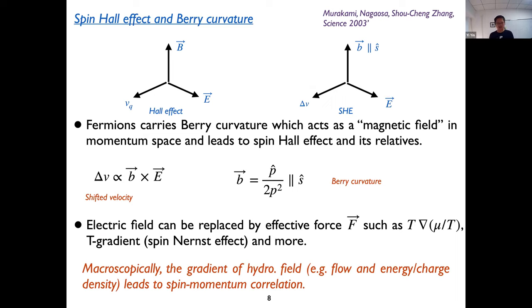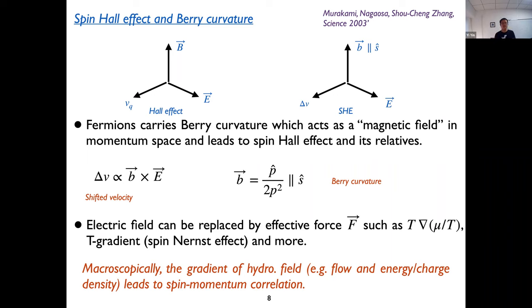But another point I wish to make in this slide is that the role of the electric field can also be replaced by other effective forces which act on the fermions. In particular, if you consider hydrodynamic systems, the gradient of the densities, such as the gradient of chemical potential and the gradient of the temperatures, can play the role of such an effective or thermodynamic force, and consequently they will generate the correlation between the momentum and the spins, which is very similar to the standard spin Hall effects.